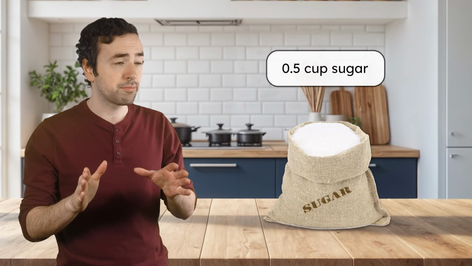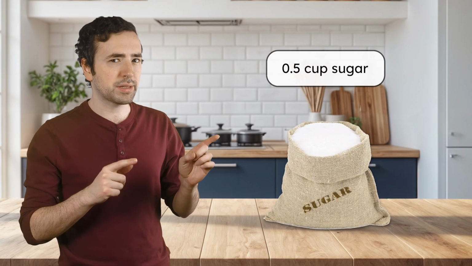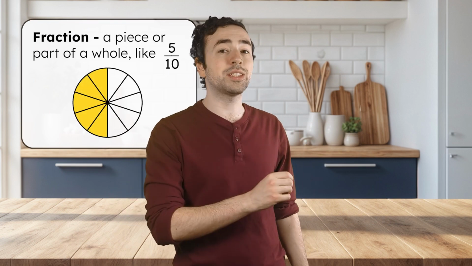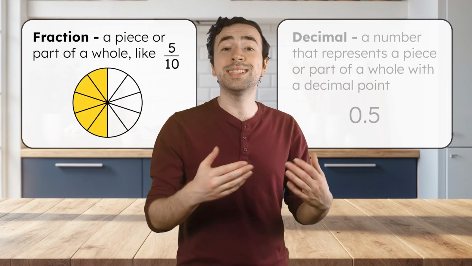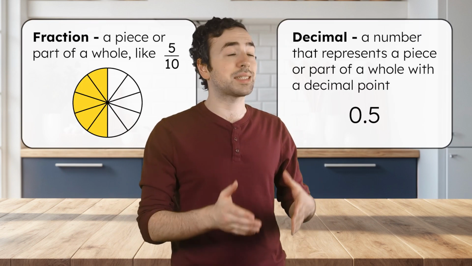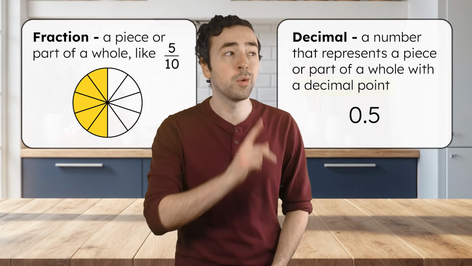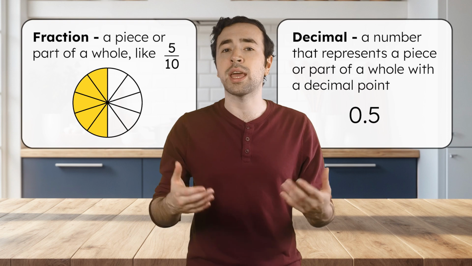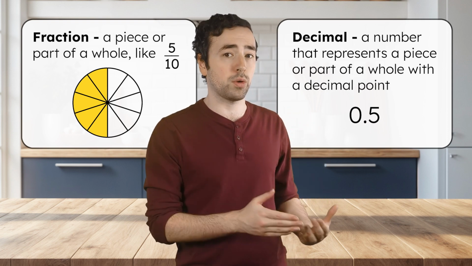Here's our first ingredient. What do you notice? This number has a dot in it. Numbers with dots are called decimals. Just like how a fraction is a piece or part of a whole, a decimal is a number that represents a piece or part of a whole with a decimal point. A decimal point is a dot that separates a whole number from its parts of a whole.